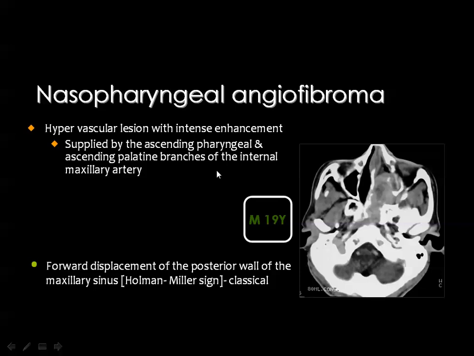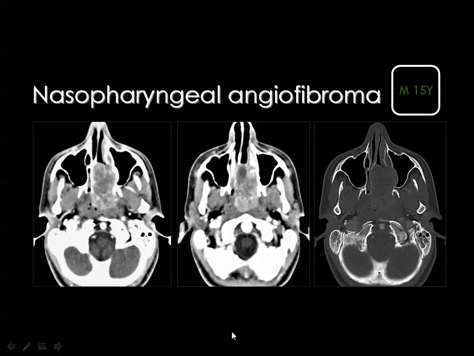Then if you inject the contrast, the tumor will enhance significantly. If you have MRI, you will see multiple dilated tortuous signal void vessels going through the tumor. And this is an example with a mass in the nasal fossa and in the nasopharynx. You see, this is the pterygopalatine fossa, which has been involved by the tumor, because the tumor originally arises in this particular area, which is the region of the sphenopalatine foramen.